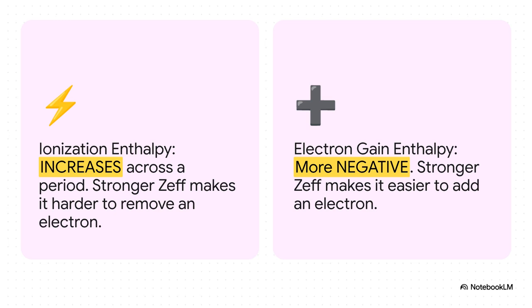It's pretty logical. If an atom has a high Zeff, it means it's got a death grip on its electrons, right? So it's going to take a ton of energy to pry one away. That's what chemists call ionization enthalpy. But that strong pull also means it's really good at grabbing a new electron that happens to float by. That's called electron gain enthalpy. So simply put, a stronger pull makes it harder to lose an electron, but way easier to gain one.